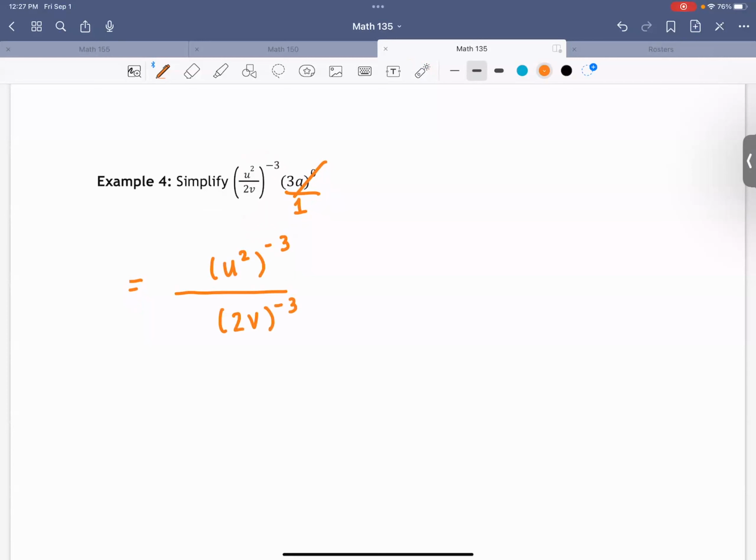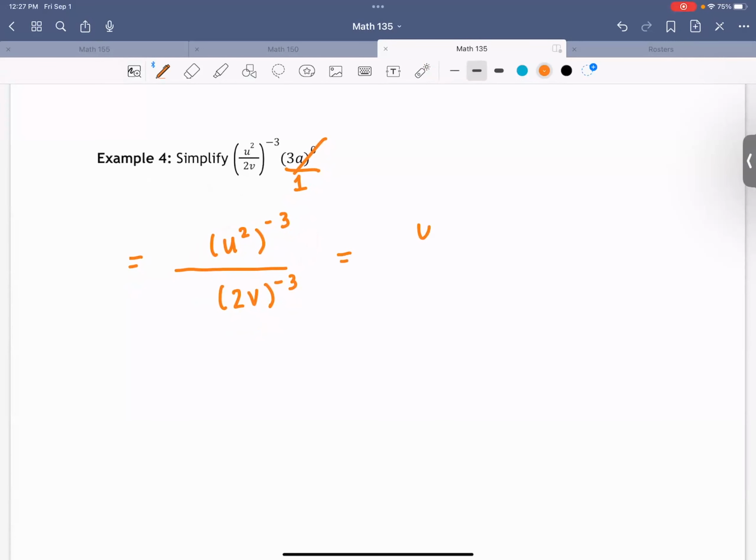Okay. Now, I know a lot of you skipped over that, and that's totally fine. I just want to show this in case you don't see the way that we got there. Okay. All right, next. We have a bunch of stuff going on. What can we do up top? Distribute -3. Distribute, but do you add, multiply? Multiply, right? So this becomes u to the -6, right?